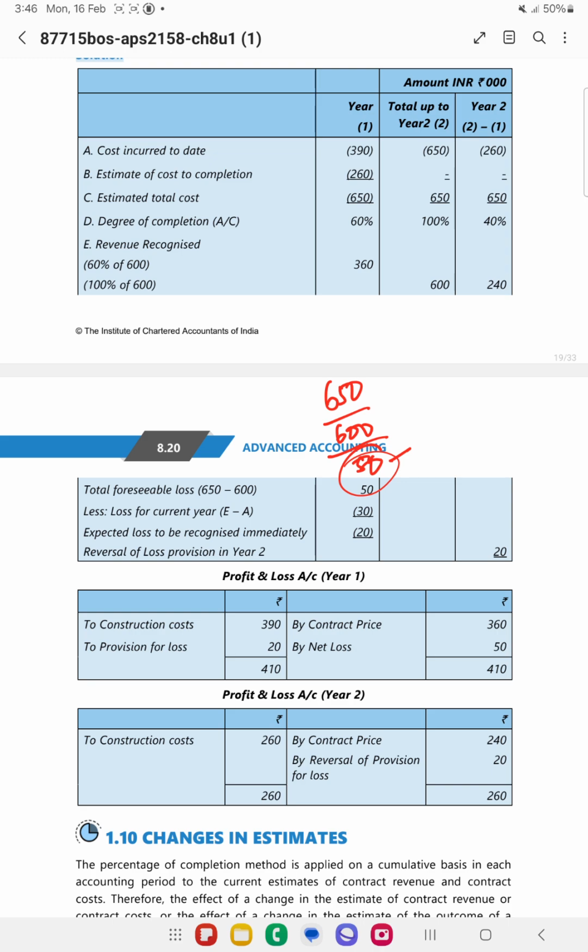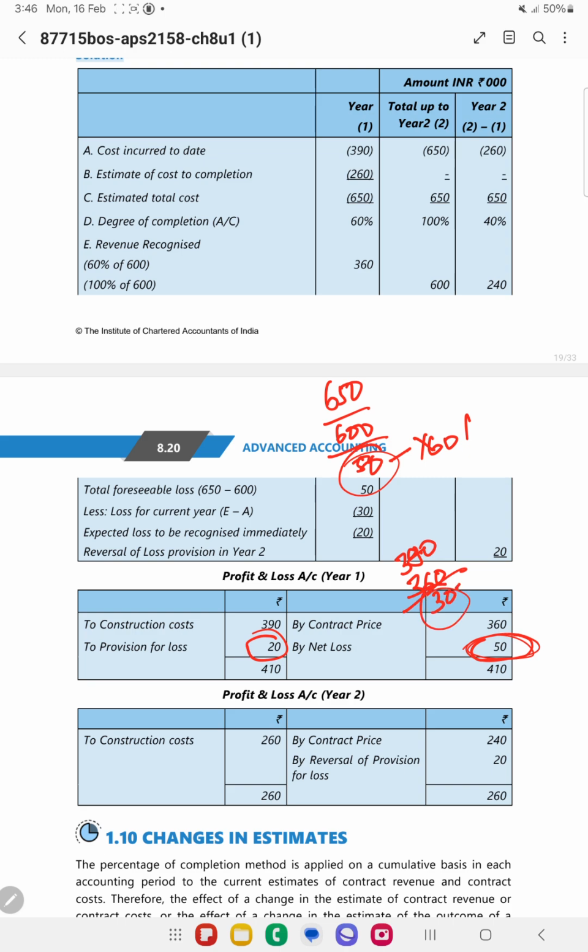So I can't take the proportionate amount, that is 60%, I'm not going to take. Whatever loss is there, I need to recognize in the year itself as a matter of prudence. So I'm recognizing 50. Now there is a balance, the provision for the loss, that I'm going to recognize. So basically this 390 minus 360, so that is 30, right?